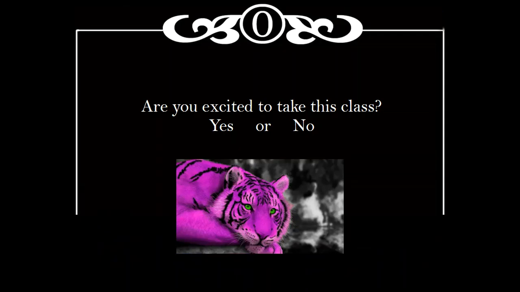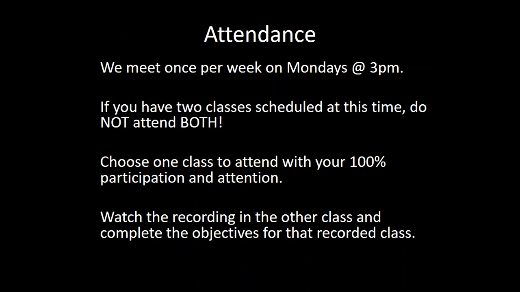I hope so. So let's just go over some of the other details that we have to talk about. Attendance. We meet once per week, Mondays at 3 p.m. If you have 2 classes that are scheduled at the same time, do not attend both. Teachers do not like it when students show up to class and are not 100% paying attention and participating. It is not polite to do to your teacher. It is not polite to do to your classmates. It's a big sign of disrespect. So please, if you've been in the habit of doing this, stop doing it now.